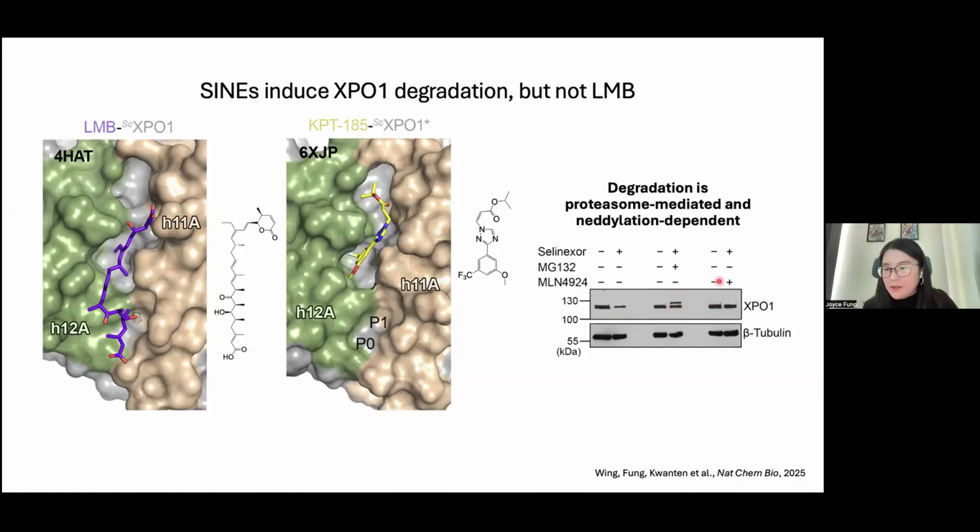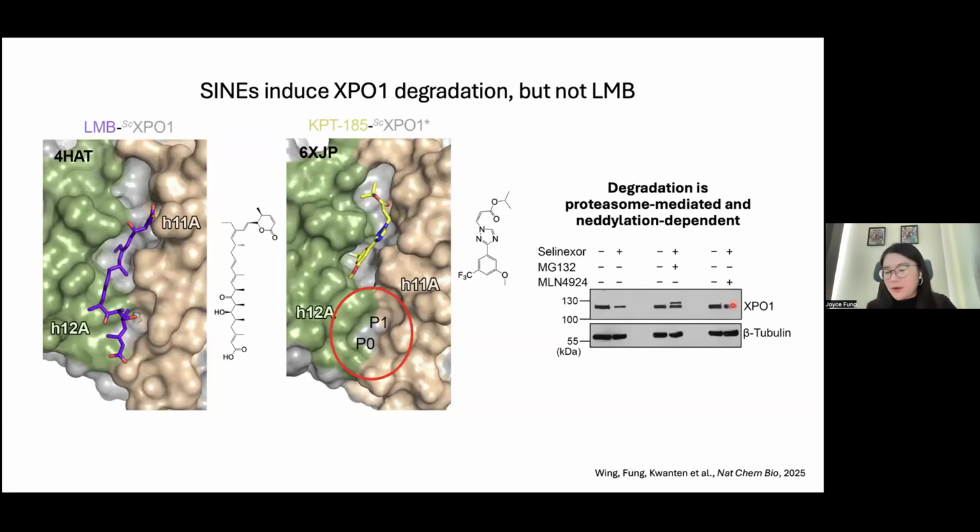If you inhibit this with a neddylation inhibitor, MLN4924, you see also the Expo1 levels are restored and there's no modified Expo1. So this process is proteasome mediated and neddylation dependent, meaning that it's very likely a Cullin-RING ligase system that is mediating the degradation.